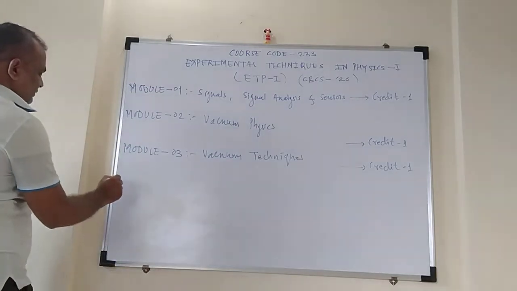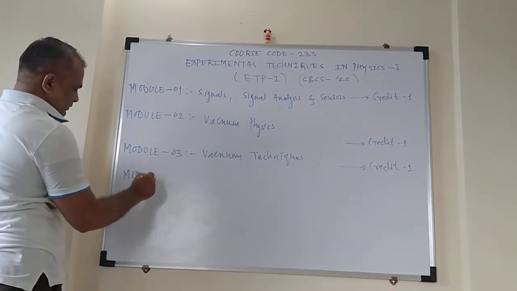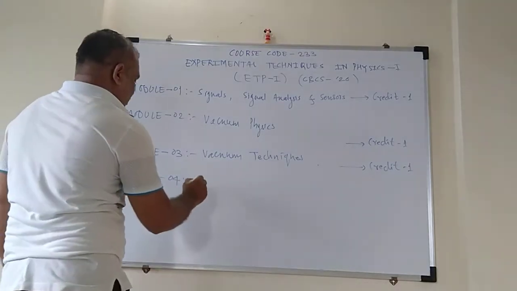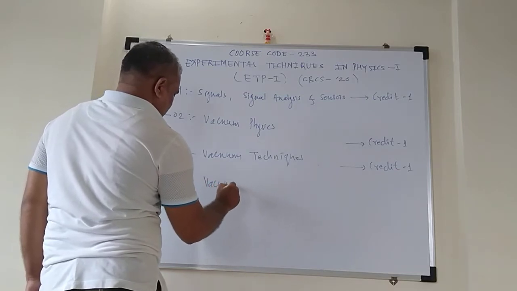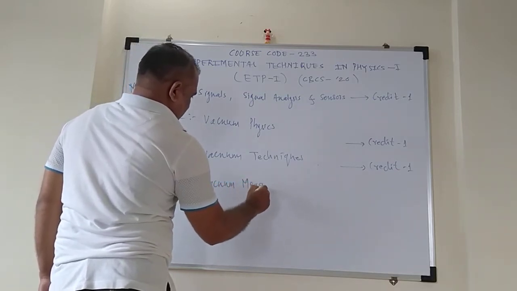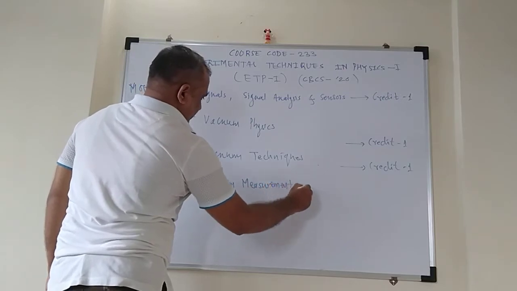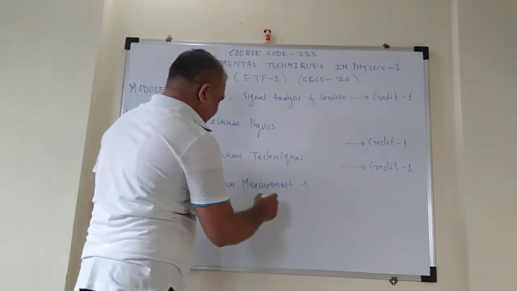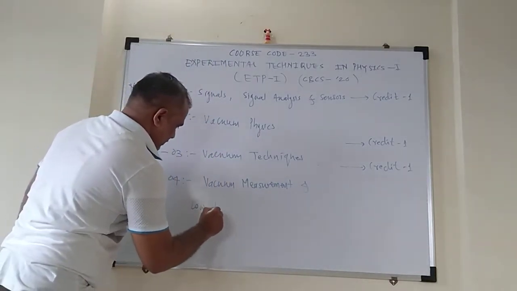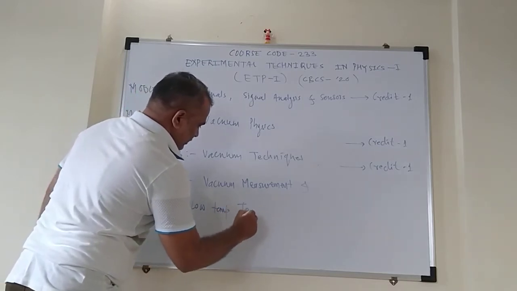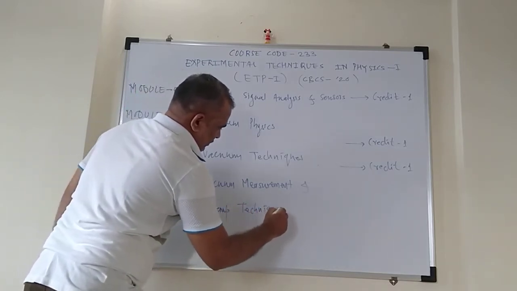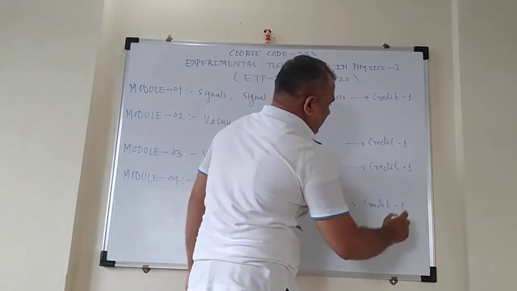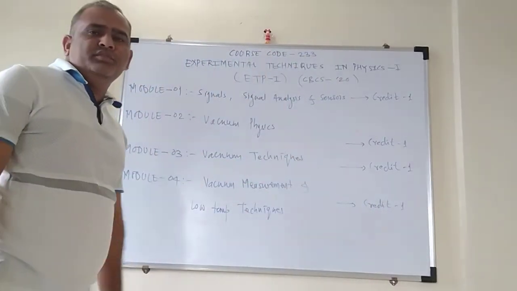And the fourth module, number 4, is based on vacuum measurement and low temperature techniques. This is for credit 1. So these are the 4 different modules that we are going to study.